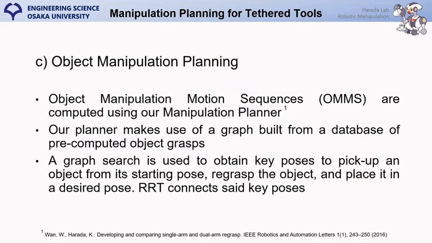Also, we explain about our object manipulation planner. Basically, we generate an object manipulation motion sequence with our previous planner. Our planner makes use of a graph built from a database of pre-computed object graphs, and it searches this graph to obtain key poses to pick up an object, regrasp it, and place it in a desired pose. We also use RRT exploration to connect the key poses.